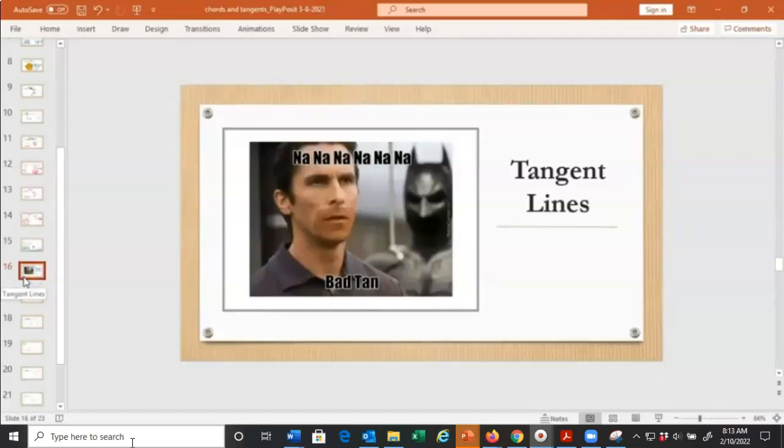All right, let's talk about tangent lines. Oh my gosh, it's so funny. I love this meme every year. It's so good. Hopefully you're laughing or rolling your eyes. Either way, I'm fine with that, as long as it got your attention a little bit.